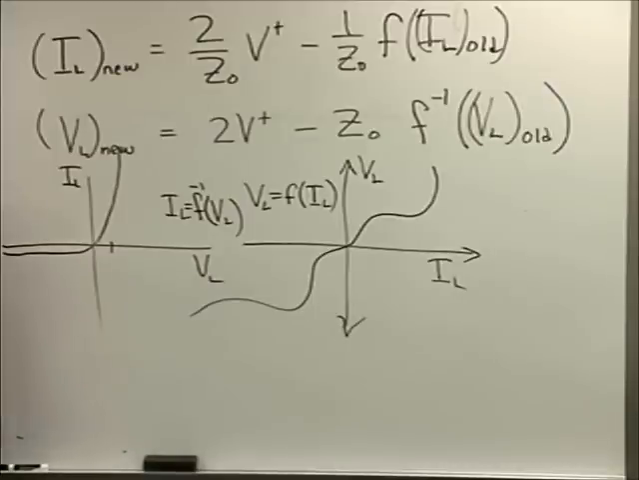Yes? The functional dependence is the shape of the nonlinear what? I didn't catch what you said after. I don't know. You're going to have to rewind on that one. VI? Yeah, so this is an example of a nonlinear VI curve.